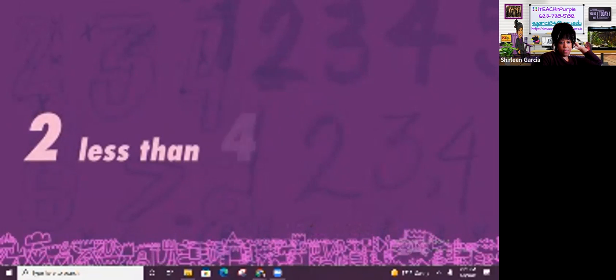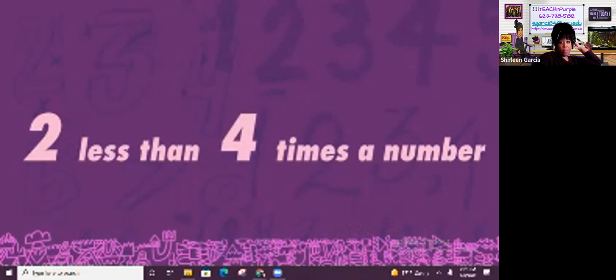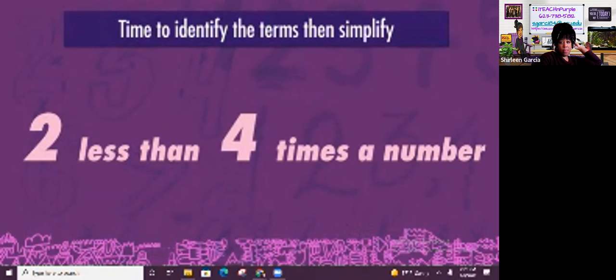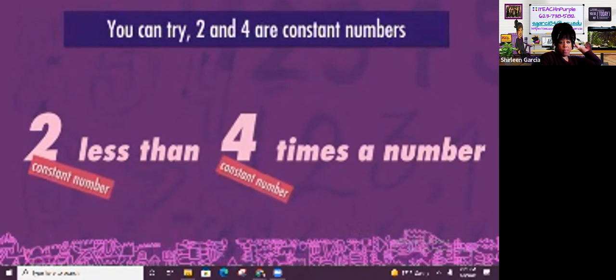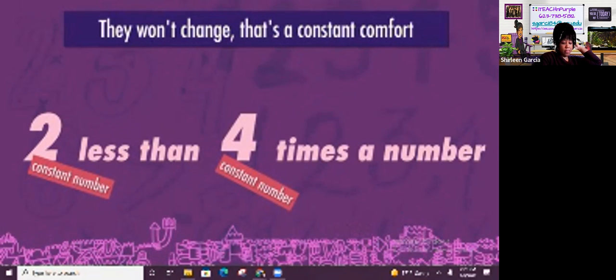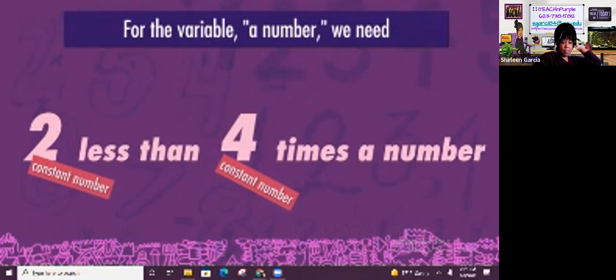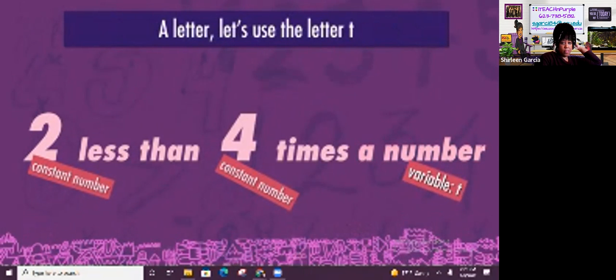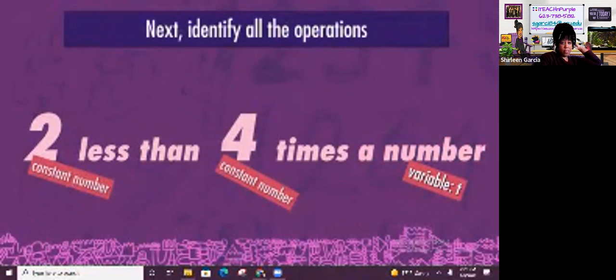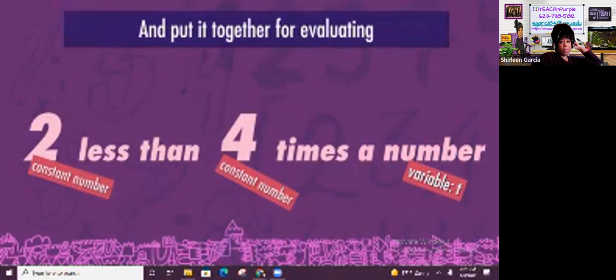2 less than 4 times a number. Time to identify the terms and simplify. 2 and 4 are constant numbers, they won't change. That's a constant. Now for the variable, a number, we need a letter, let's use the letter T. Next, identify all the operations and put it together for evaluating.